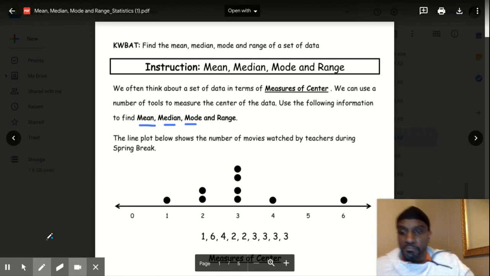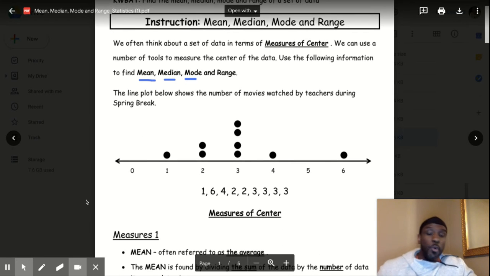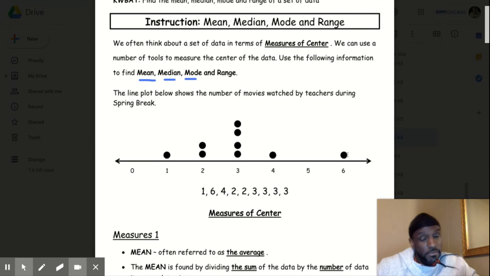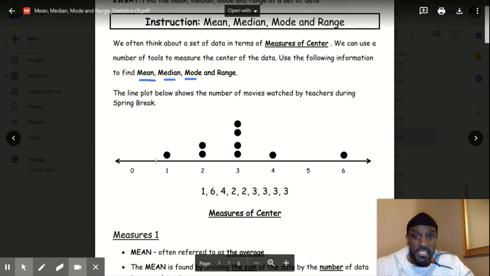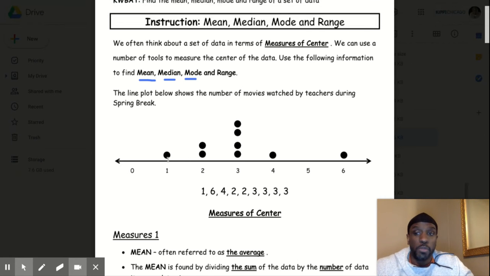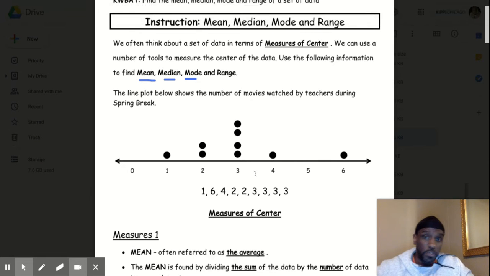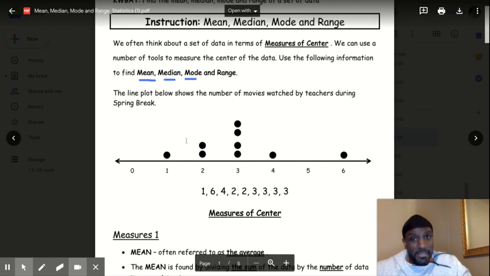Now let's go ahead and start. I'm going to give you a plot to look at today. This is a line plot or a dot plot, and it shows the number of movies watched by teachers during spring break. The dot represents the number of teachers. The bottom line of this graph is the number of movies, and the dots represent how many teachers.